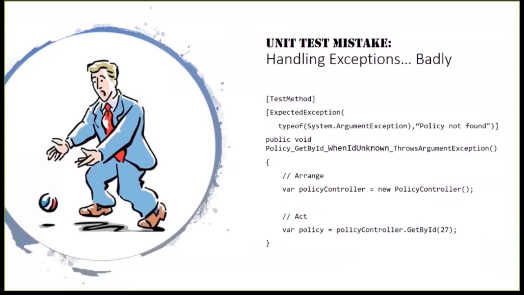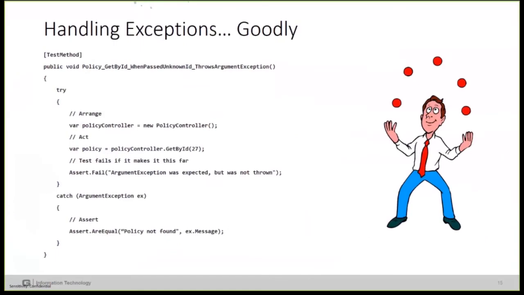Make sense? So how should you do this? I mean, yes, you want to check to see if the argument exception was thrown, but maybe you want to be more specific. An argument exception could mean a lot of things. So you want to check that the message is actually right. One way to do that is to do it this way.